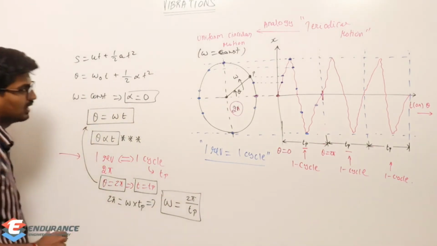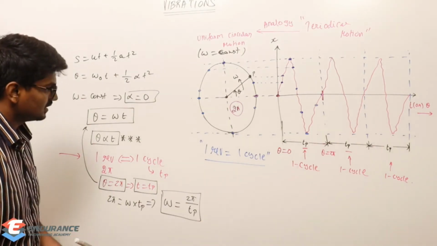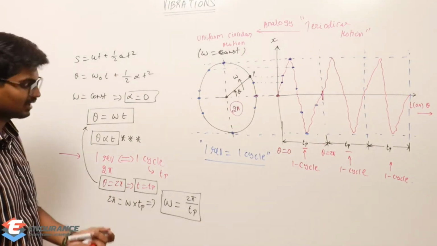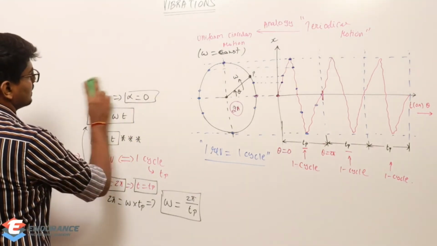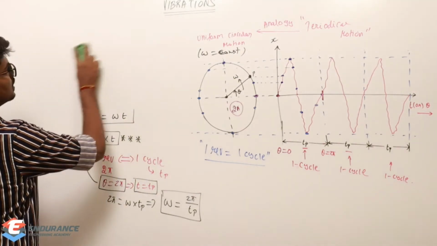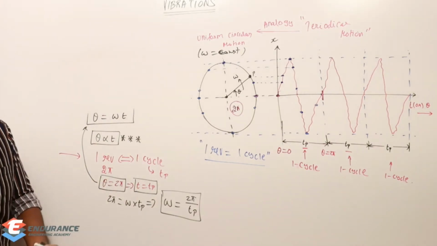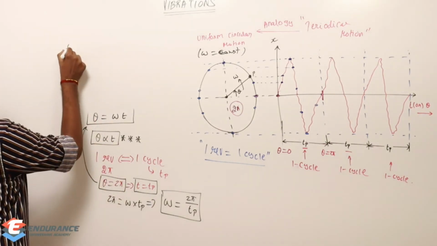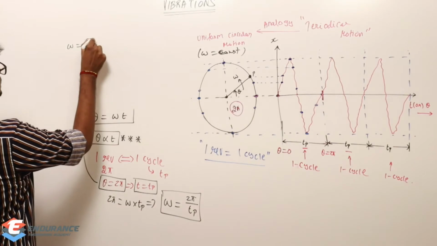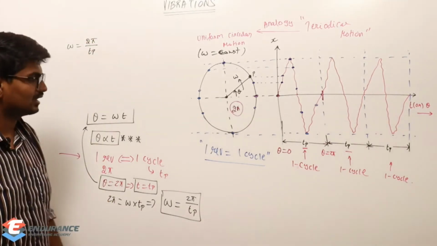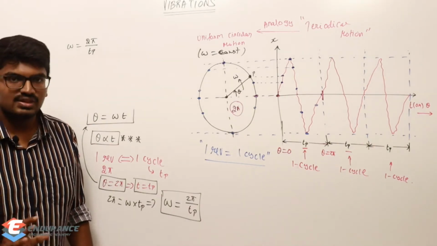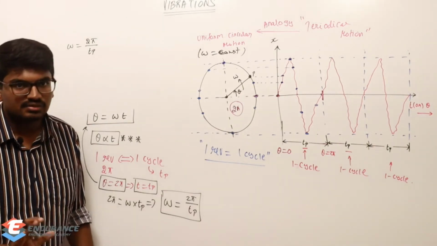Very important formula. This omega, which is equal to 2 pi by Tp, is nothing but your circular frequency or circular natural frequency.